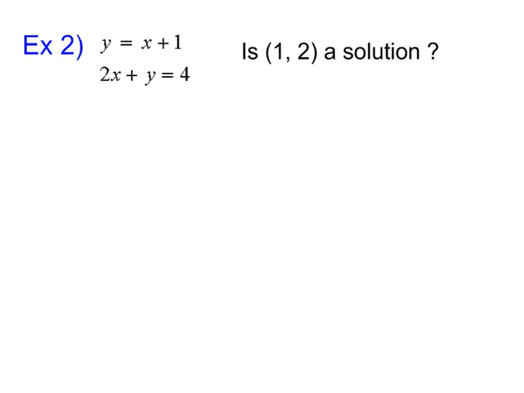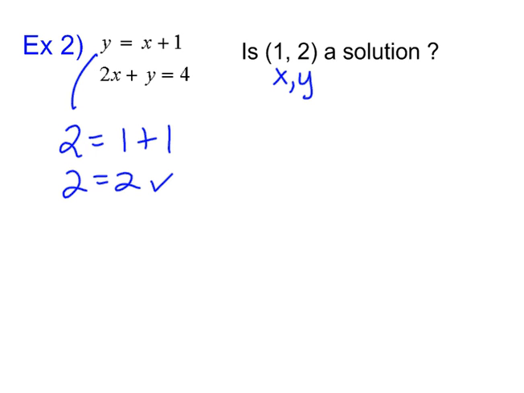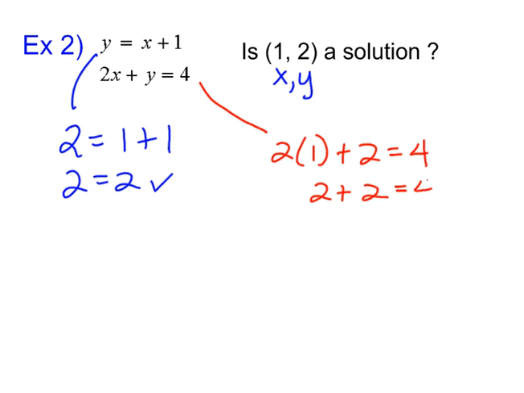Let's practice a few more times. Here we have an x and a y, and we're going to plug it in and see if it works. So we just got to make sure we're putting them in the right place. 2 equals 1 plus 1. Well, 2 does equal 2, so far that's looking very good. Here we're going to have 2 times 1 plus 2, and 2 times 1 is 2, and 2 plus 2 equals 4. So again, this works out, so yes, it's a solution.